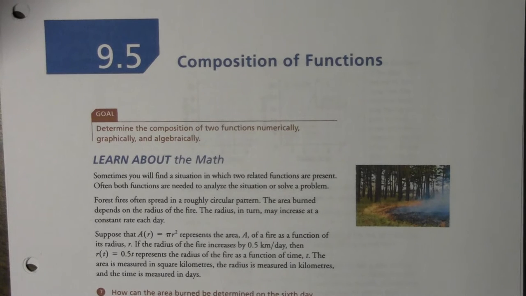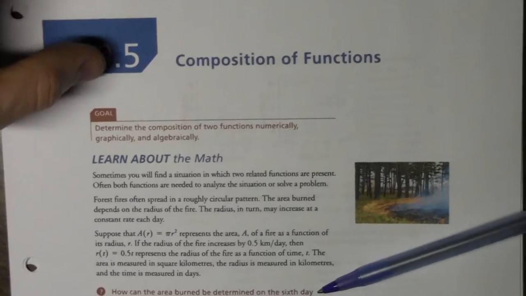Suppose that A at r equals pi r squared represents the area A of a fire as a function of its radius, r. If the radius of the fire increased by 0.5 kilometers per day, then r at t equals 0.5 t represents the radius of the fire as a function of time, t. The area is measured in square kilometers, the radius is measured in kilometers, and time is measured in days. Okay, how can the area burned be determined on the 6th day of the fire?